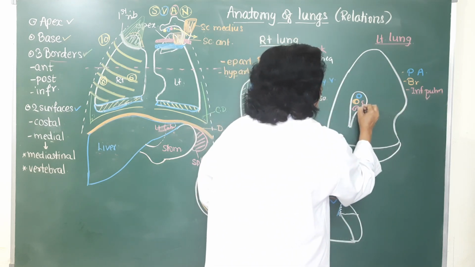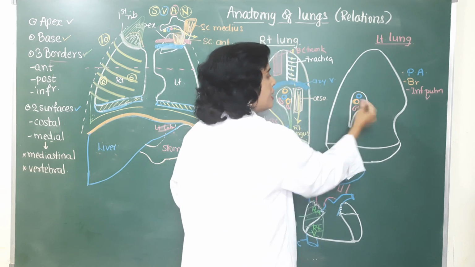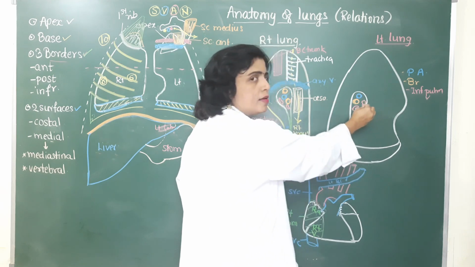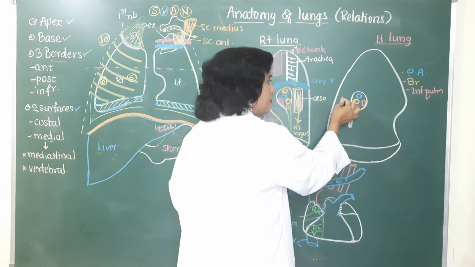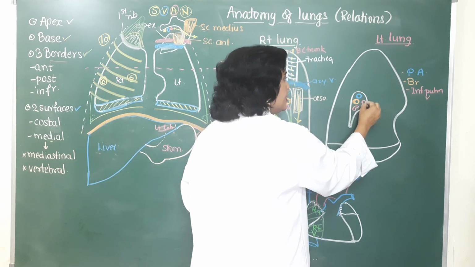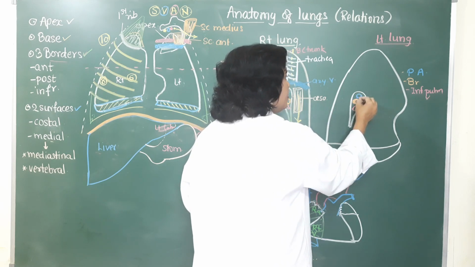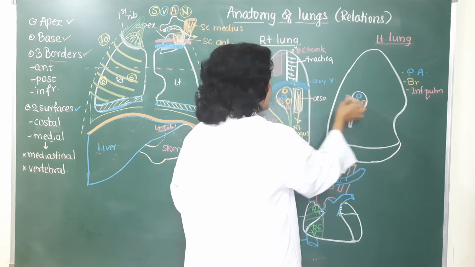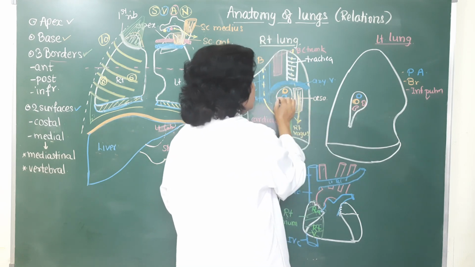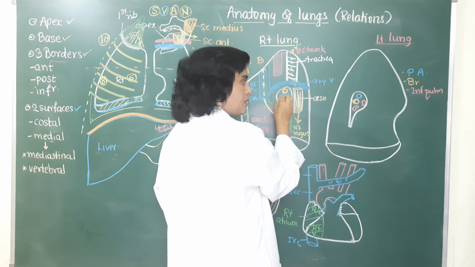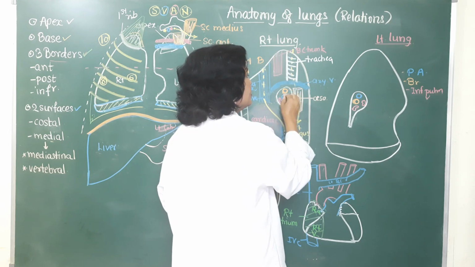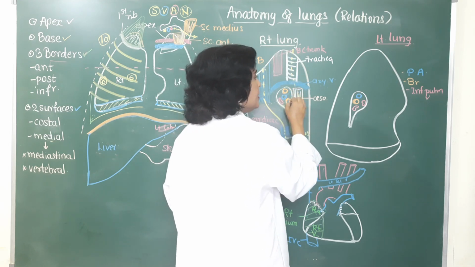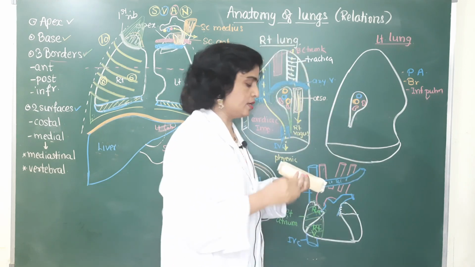If you see the structures from before backward, here now I have drawn the superior pulmonary vein. So from before backwards, the relations are superior pulmonary vein, then the pulmonary artery, and then the bronchus. From before backward, the relations are the same: superior pulmonary vein, then the pulmonary artery, then the posterior most structure is the bronchus.